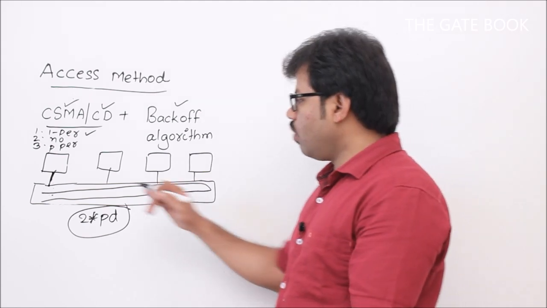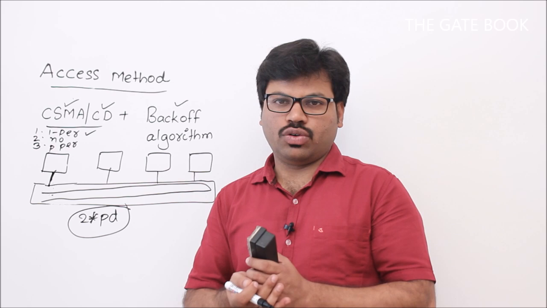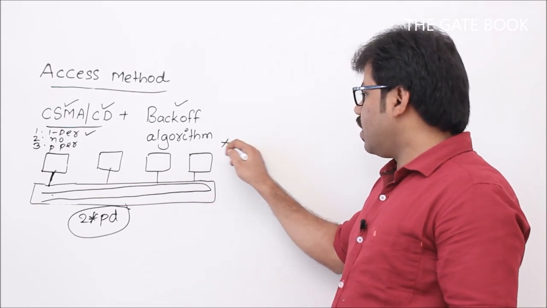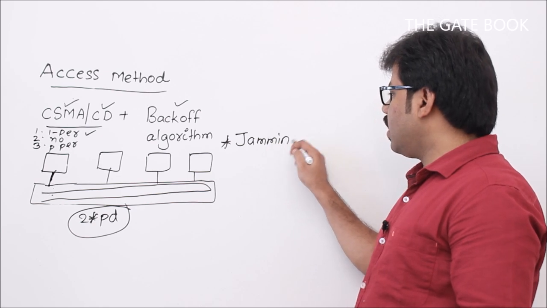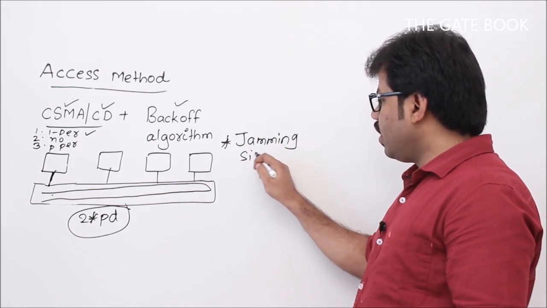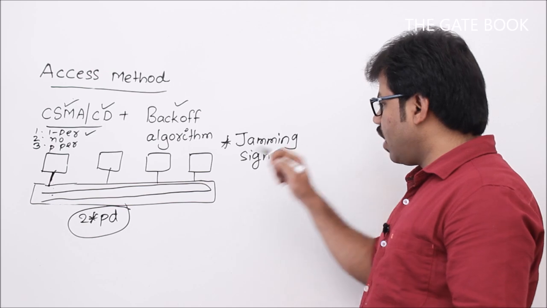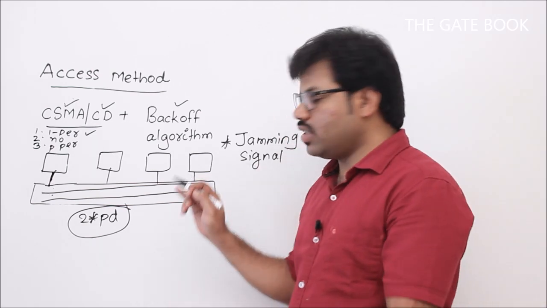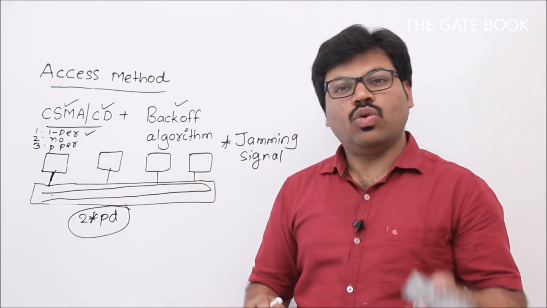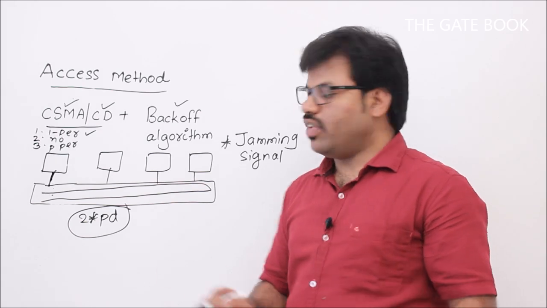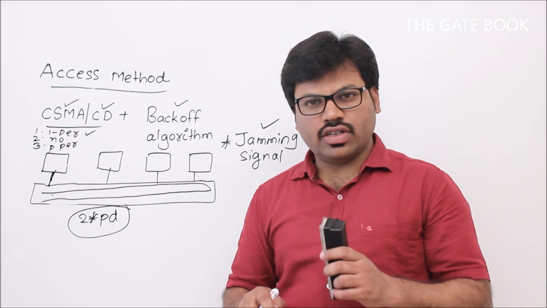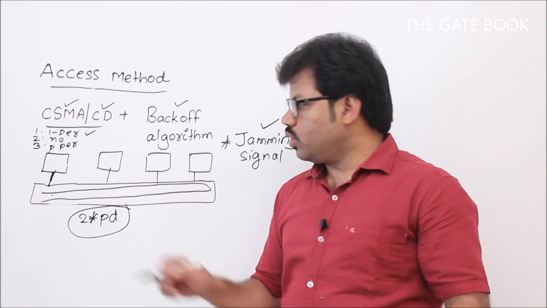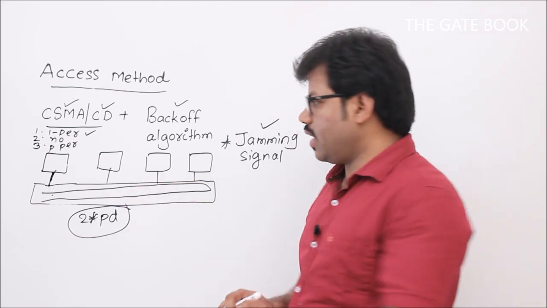Now, once you detect it, what are you going to do? According to the Ethernet standard, let me introduce a signal called the jamming signal. I will tell you the meaning of the jamming signal and why we use it. Whenever there is a collision, every station that detects the collision will send this jamming signal. Try to understand: whoever detects the collision usually sends the jamming signal immediately.